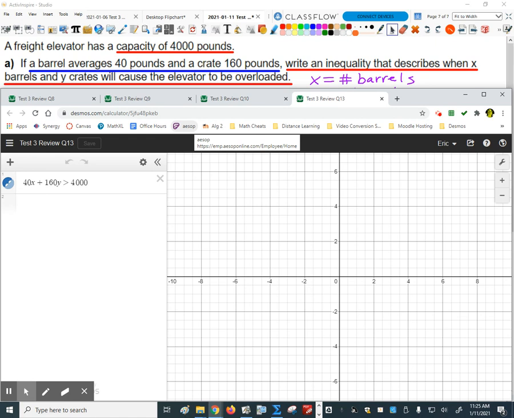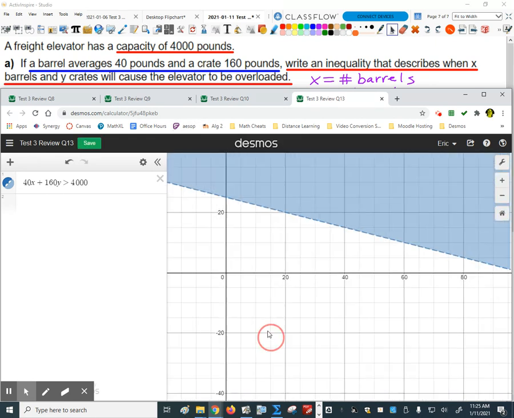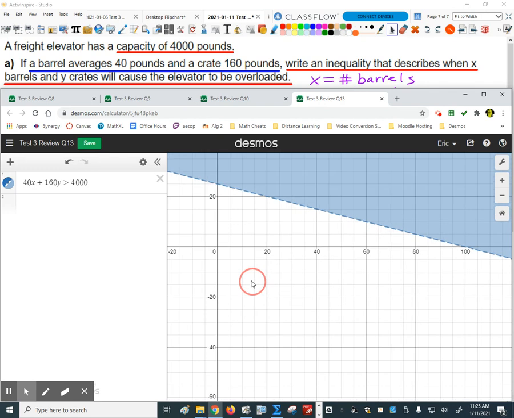Okay, and so if we wanted to look at a graph of that, it just looks like that, doesn't it? There it is. There's our graph. So those are all those infinite X and Y values, those ordered pairs in the shaded region. Those are all the different combinations of X and Y that are going to overload the elevator.